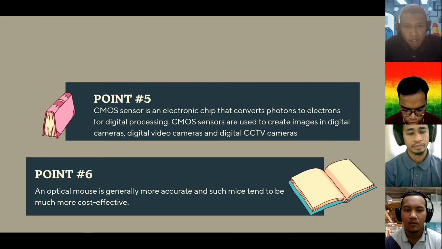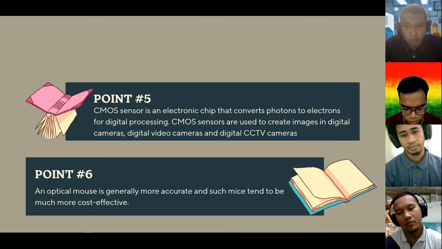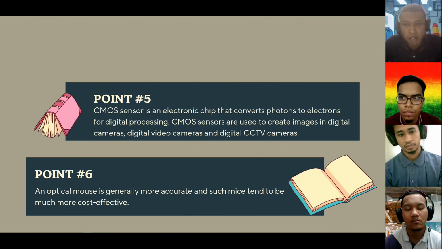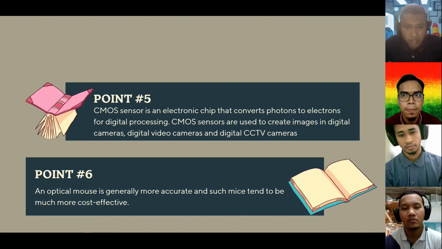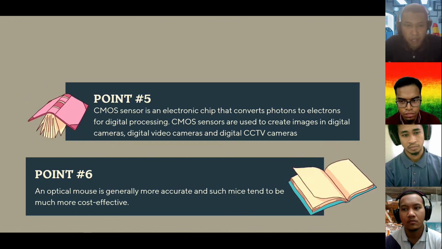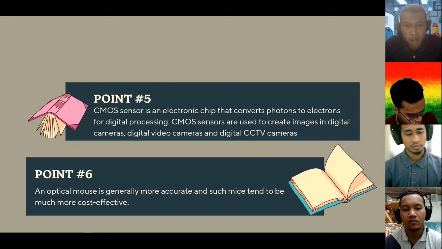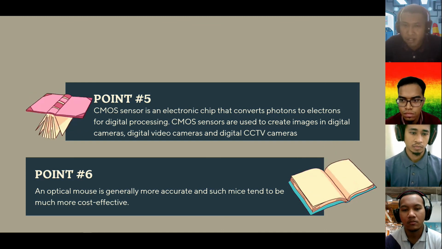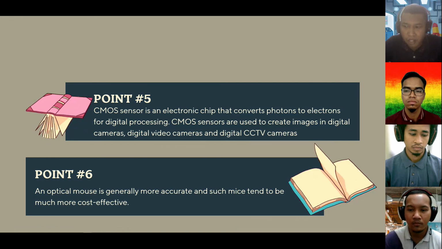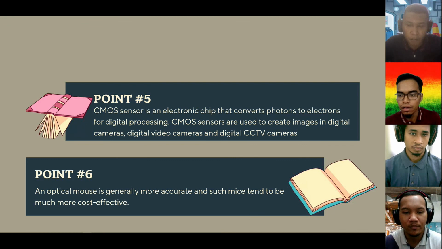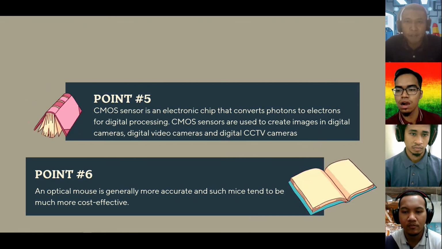On point five, a CMOS sensor is an electronic chip that converts photons to electrons for image processing. CMOS sensors are used to create images in digital cameras, digital video cameras, and digital CCTV cameras. On point six, the optic mouse is generally more accurate and such mice tend to be the most cost efficient because of the optimized sensor. But back then, the mouse was still the old-fashioned type that used a ball for the sensor.